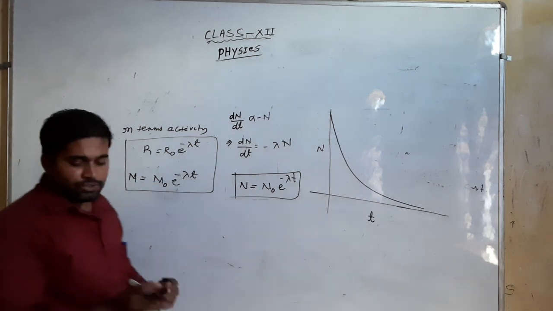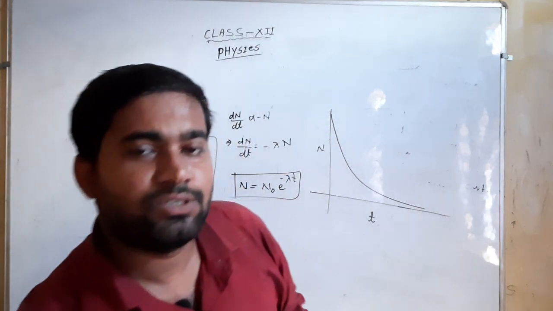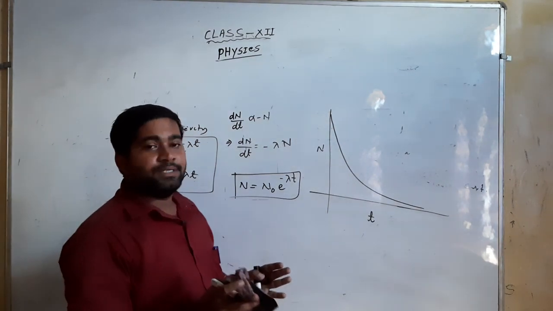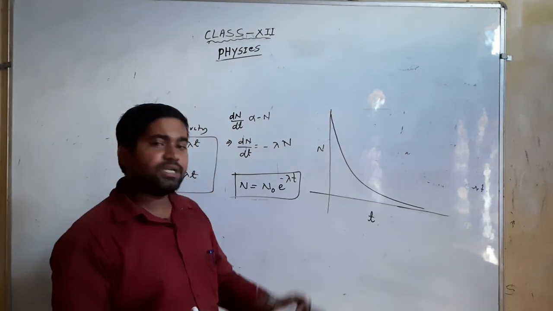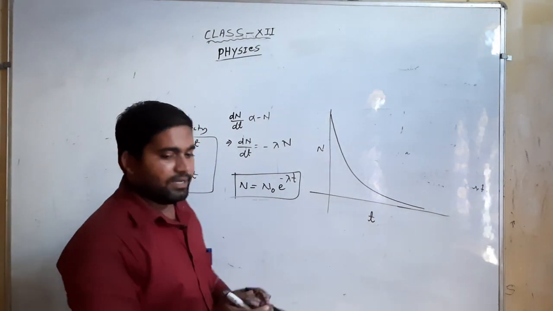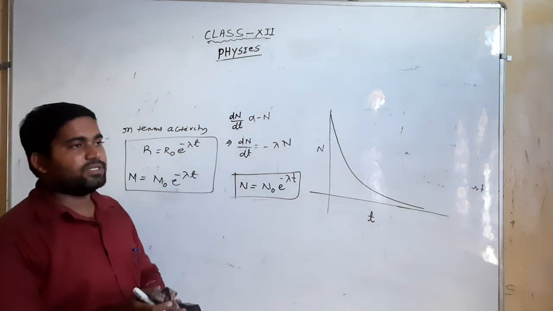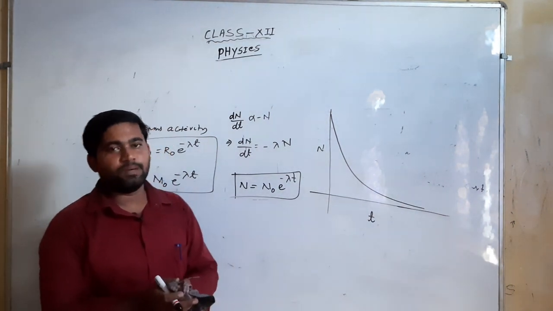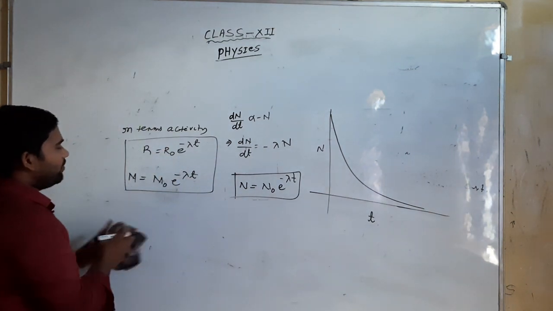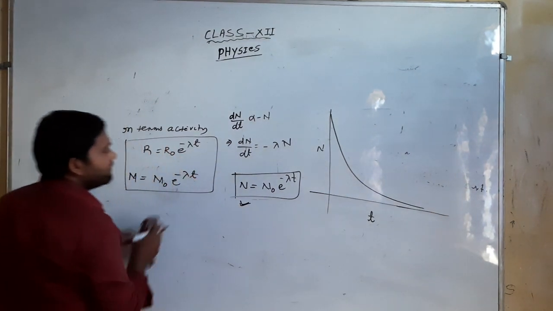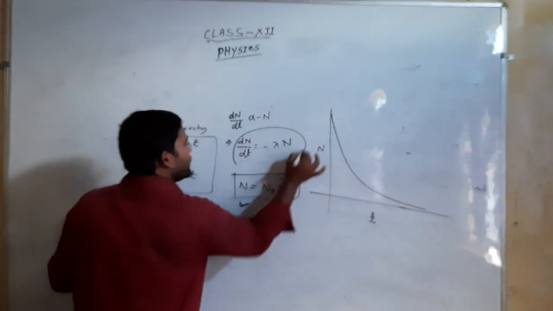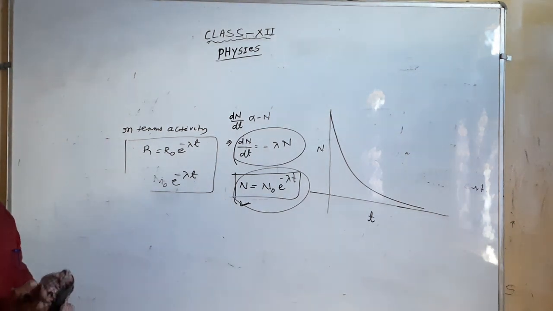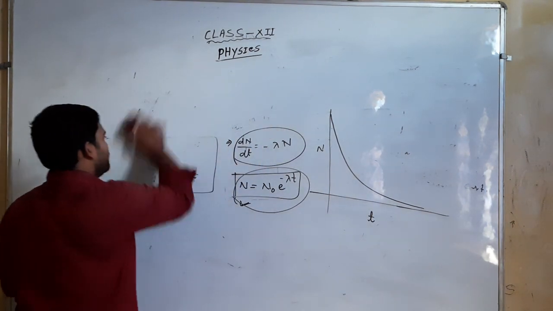In this class we discuss the decay constant, how we can define it, and the different significances of the decay constant and half-life, and what the main physical significance of half-life is. If we observe these two equations of the law of radioactivity, we can easily define the decay constant. So now let us take a review.